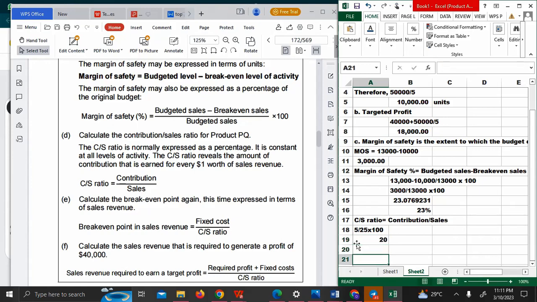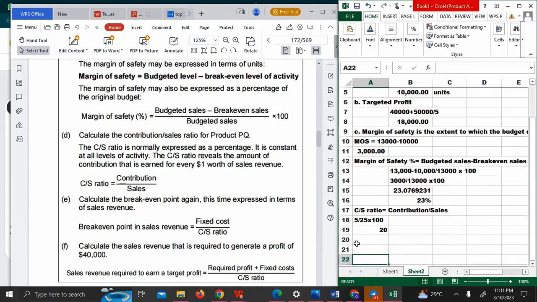So we have 20%. That's our CS ratio. They said the next one we should express. Wait, sales, abi? Where did we get it? Did we solve for the 25, or is it given in the question? It will always be given. Your selling price will always be given. Okay, okay.